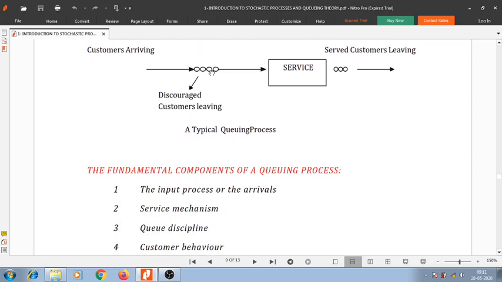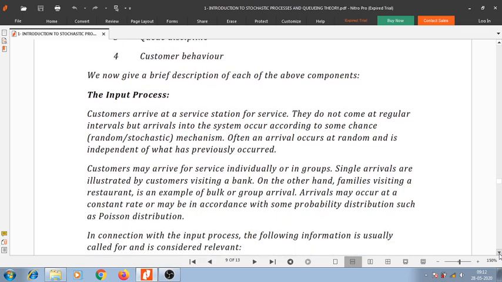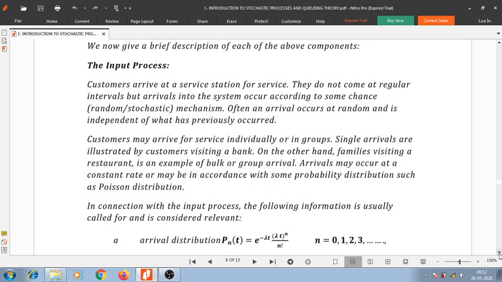So arrival, queue discipline, service mechanism and customer behavior: the fundamental components of the queuing process. The input process comprises arrivals, service mechanism, queue discipline, and customer behavior. Input process means how the customers enter into the system. What is the probability distribution of customers? What is the arrival rate of a customer? All these things will be discussed in the arrival process or input process.